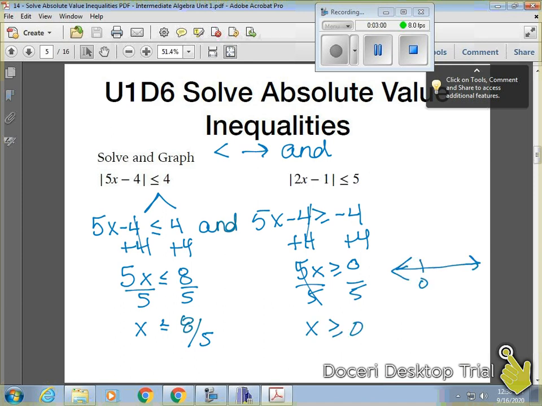To graph, I go greater than or equal to 0 goes in this direction, less than or equal to 8/5 goes in this direction, and I'm looking for where they overlap because it's a less than symbol, means I want an and situation. So everything in between will be shaded.